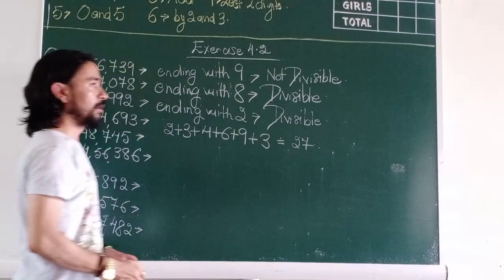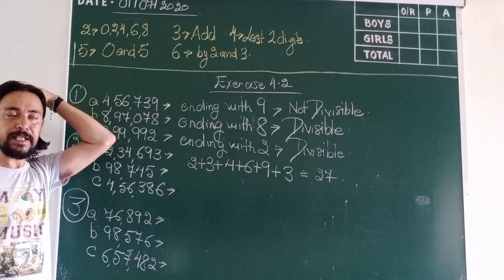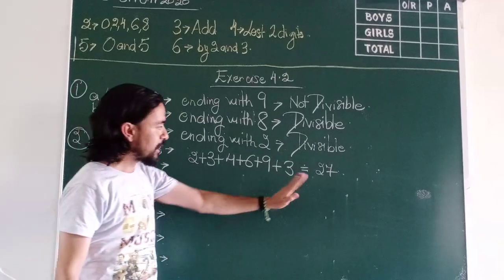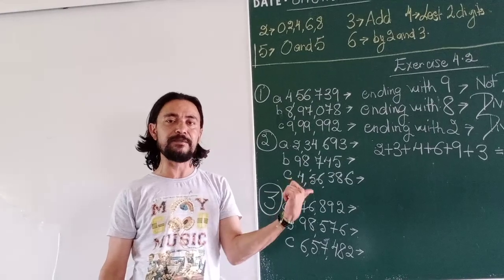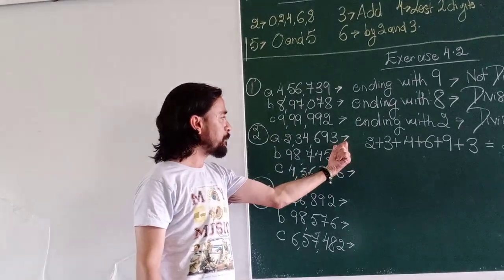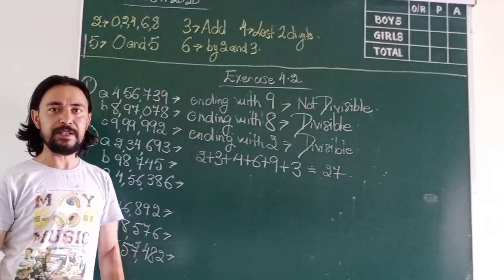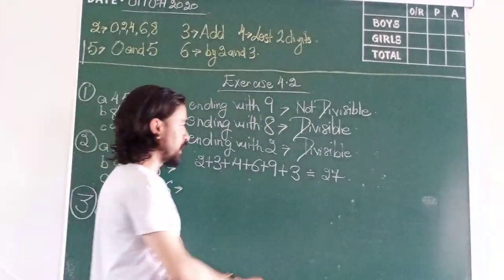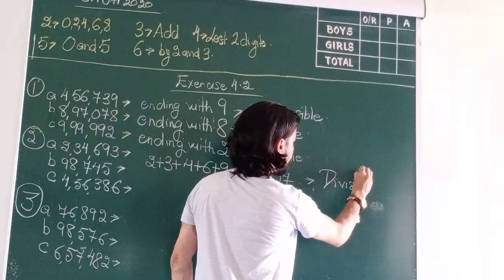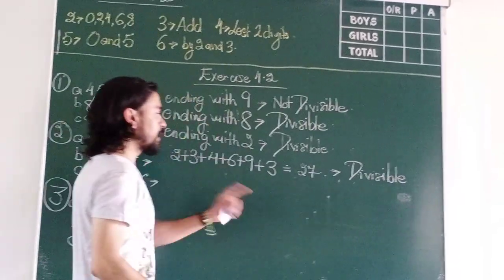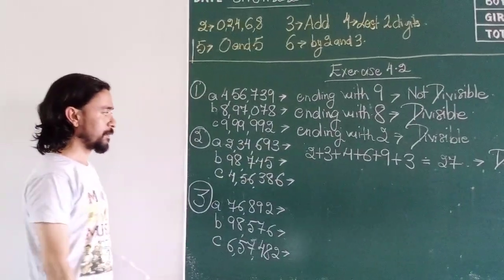And the rule for test of divisibility by 3 says that if you add all the digits and the number that you get is a multiple of 3, that means it comes in the 3 times table, or it is divisible by 3, then that entire number is divisible by 3. Now as you know, 27 comes in the 3 times table because 3 nines are 27. So yes, this number is divisible by 3. This is how you have to do the sums. You have to give the reason, then give the answer.